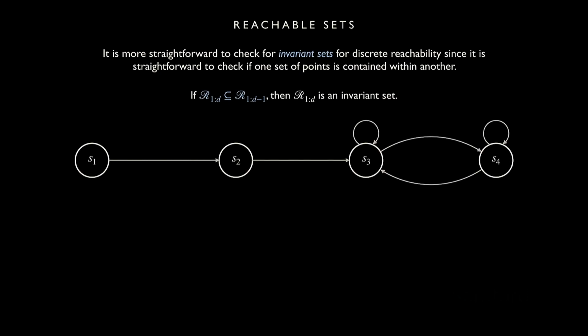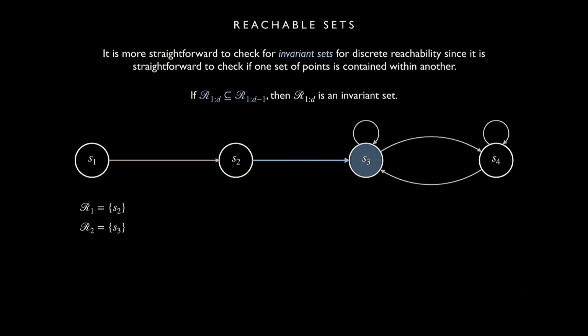So let's just do an example here. I think it'll clear things up. So let's say we have this system here, which has 4 states in it. And let's say that our initial set is S2 here. So then R1 is equal to just S2. R2, we go 1 time step into the future. We can reach state S3. That's the only state we could reach.